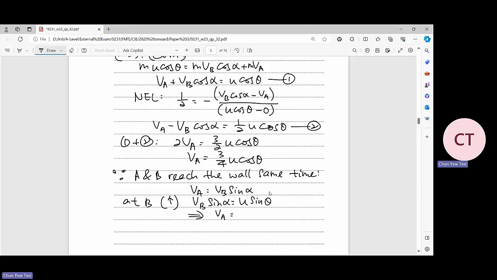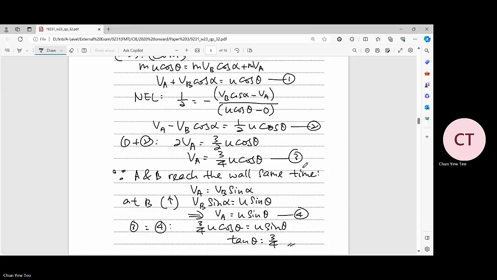So by combining these two equations, you will get that VA is actually equal to U sine theta. Okay, so this one I will call number 3, and this one number 4. So 3 equals 4. Then I have 3/4 U cos theta equals U sine theta. U is not equal to 0. Therefore, your tangent theta is equal to 3/4. Done. We have found tangent theta.